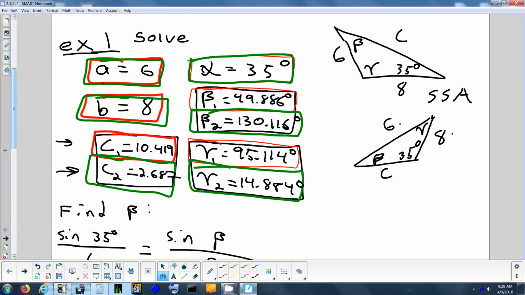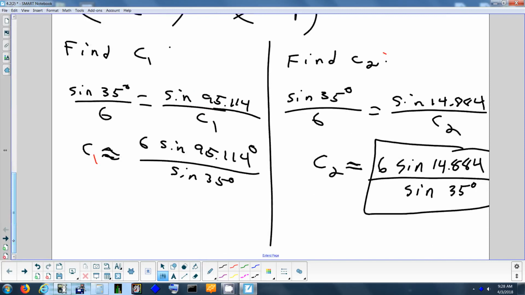Wait, define C. Did you use gamma 1 or gamma 2? Which C? The second C. C2, gamma 2. Yep. So to find C2, you use gamma 2, which is the 14.884.